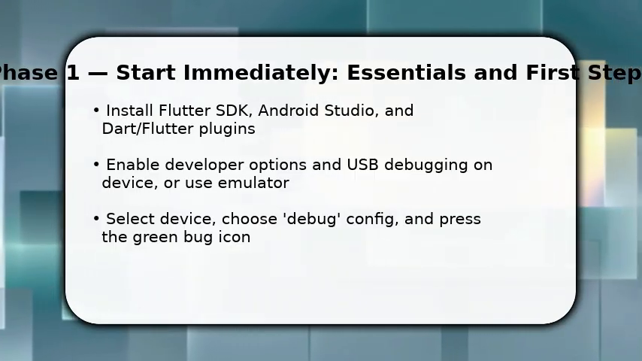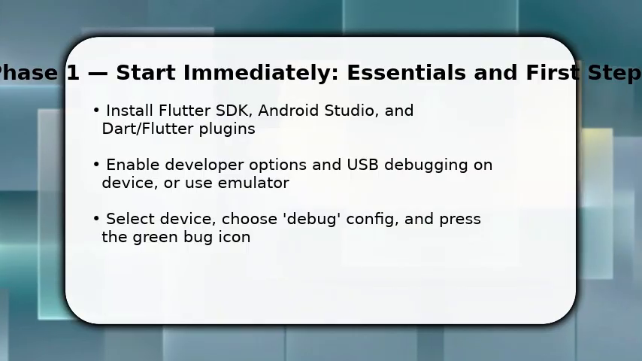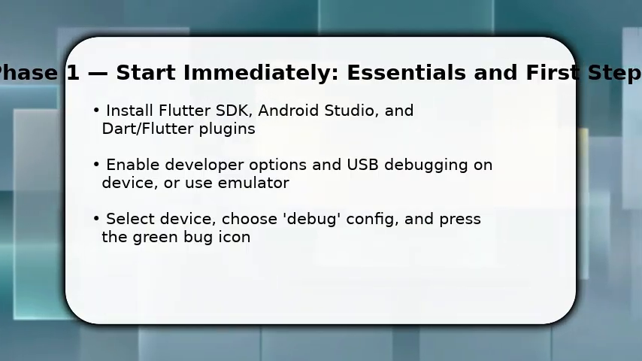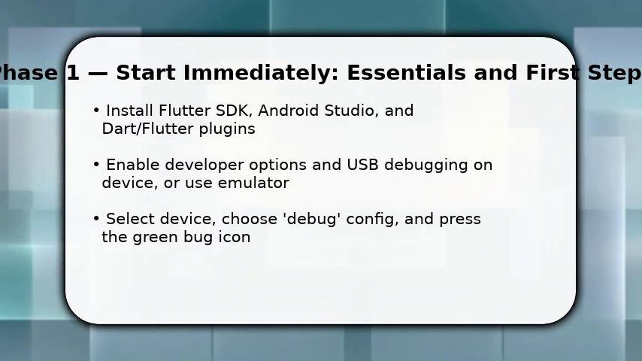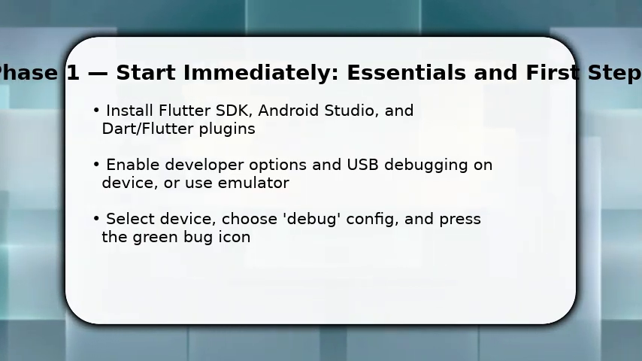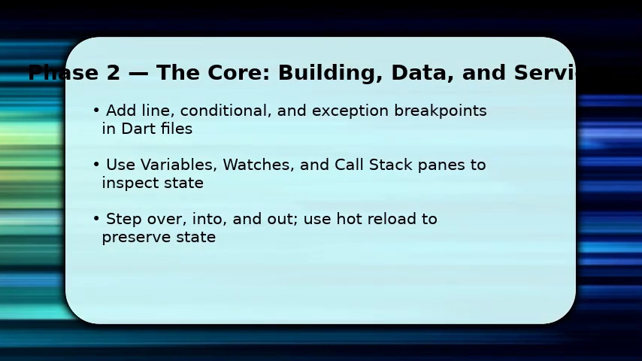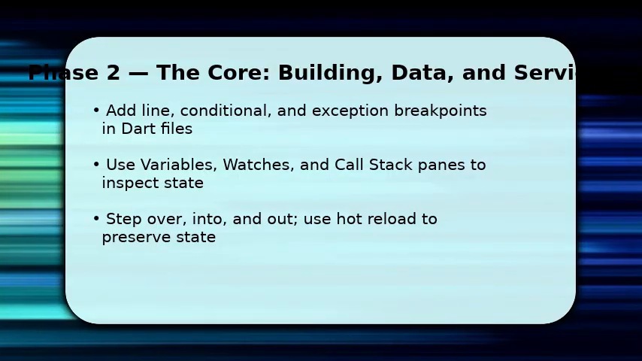As you start, observe the Run and Debug tool windows. They show logs, stack traces, and active isolates, so you know the app is running under the debugger. Now set breakpoints where logic matters. Tap the gutter to add a line breakpoint, right-click for a conditional expression, or enable pause on exceptions.